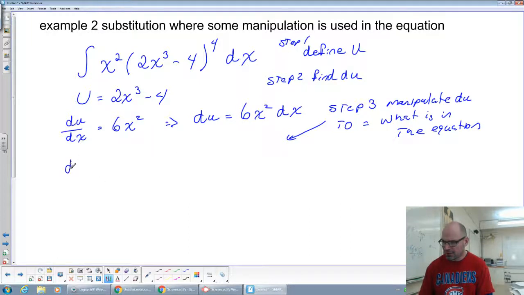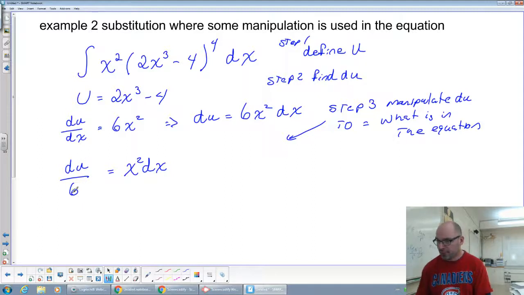So du divided by 6 is going to equal x squared dx. Now we have x squared dx. We can replace that in the equation. We can use du over 6. So then step 4 is to rewrite the equation in terms of u.